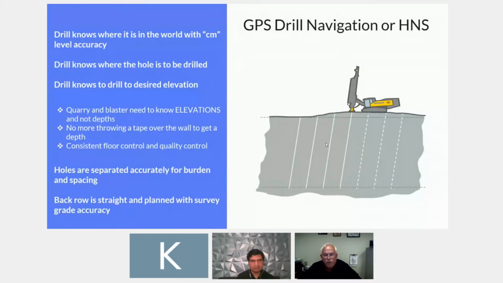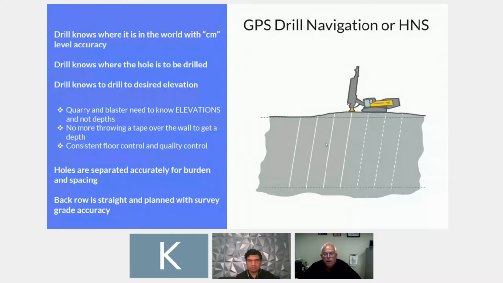The drill with GPS navigation, it knows where it is in the world with centimeter level accuracy. It knows where the hole needs to be drilled, where it was designed to be drilled, and it also records where it was drilled. It knows its desired elevation to be drilled from where it's starting. So the hole depths are going to vary from hole to hole, and the quarry and blasters need to know an elevation. That's one thing that we found as drillers, that most locations don't know the elevations of where they want to drill. They know that the bench needs to be about 50 feet or 20 meters, but they don't know the elevations.